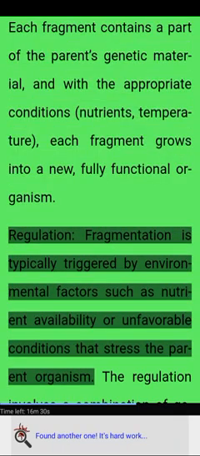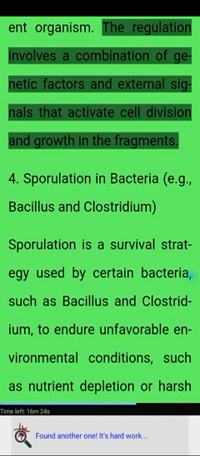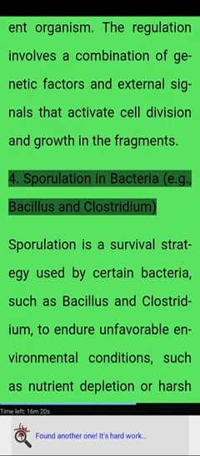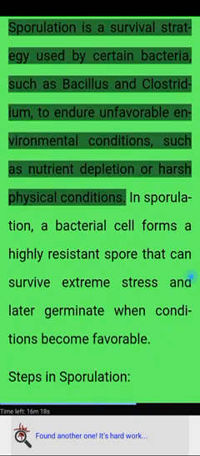Regulation. Fragmentation is typically triggered by environmental factors such as nutrient availability or unfavorable conditions that stress the parent organism. The regulation involves a combination of genetic factors and external signals that activate cell division and growth in the fragments. 4. Sporulation in bacteria, e.g., Bacillus and Clostridium.